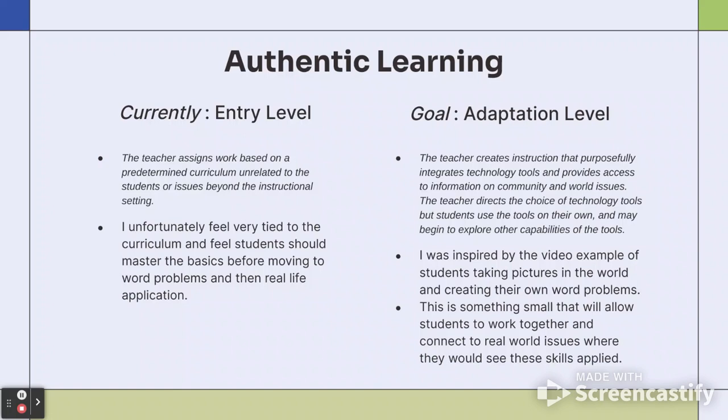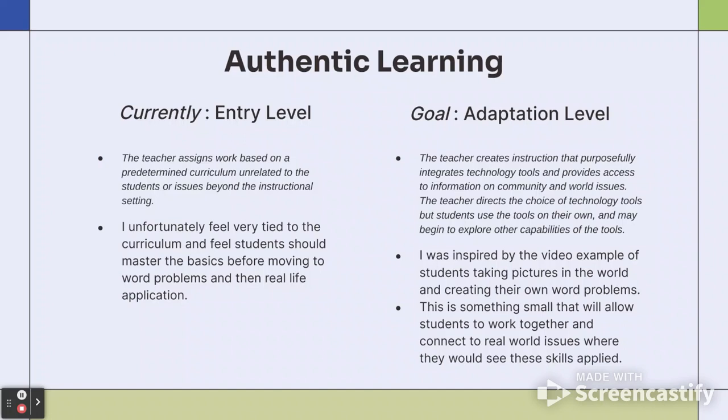However, after watching some of the video examples, the one I saw in the adaptation level was actually for second grade, but I think I could use it in my seventh and eighth grade classrooms. They went and took pictures out in the world. They went outside, looked at their garden, and then came in and worked together to create their own word problems. I think that's something I can do with my older grades.